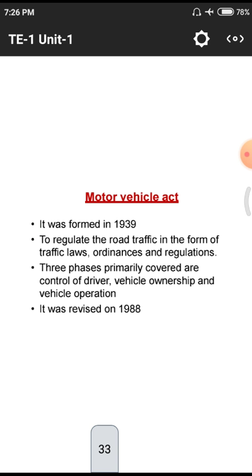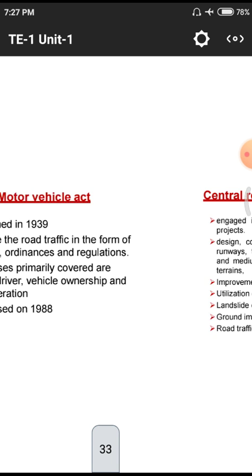And this was revised, meaning some of the rules and regulations were not prolonged, they were revised. That means a few modifications occurred in the year 1988. That means nearly 49 years after the forming of this Motor Vehicle Act, the revision of this Act took place to strengthen the traffic rules and regulations. These are the points that come in the Motor Vehicle Act.